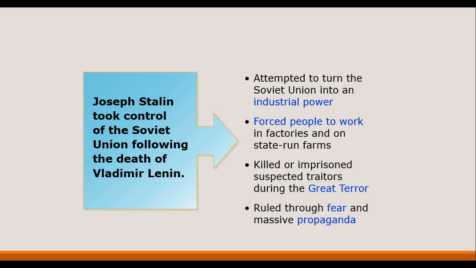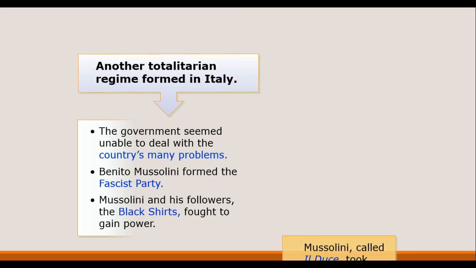Lenin dies. Joseph Stalin was the next person in the Communist Party, and everybody looked to him for leadership. He tries to turn the Soviet Union into an industrial power. Didn't work out too greatly, but it did industrialize the Soviet Union. They did force people to work in factories and state-run farms. They did kill or imprison suspected traitors during the Great Terror, and that's where they started purging the Soviet Union and sending people to these work camps. And he ruled through fear and propaganda.